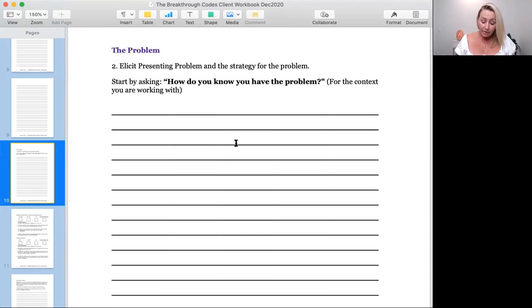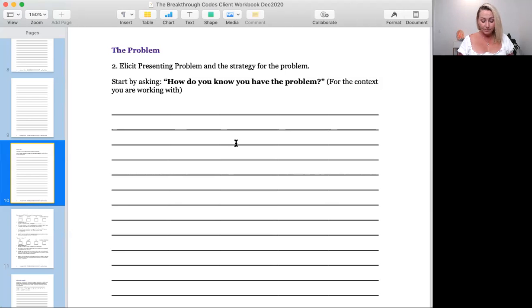Now we work with the problem. And so firstly, we're going to start with the presenting problem. And so you said that you're here because you're not getting the results that you want in your business, let's say. So how do you know you have that problem? Well, I find myself procrastinating. I find myself just hiding and not wanting to show up. Okay. So that's how they might know that they're not getting the results that they want. And so this is what they see. This is what they know. This is in their conscious awareness.